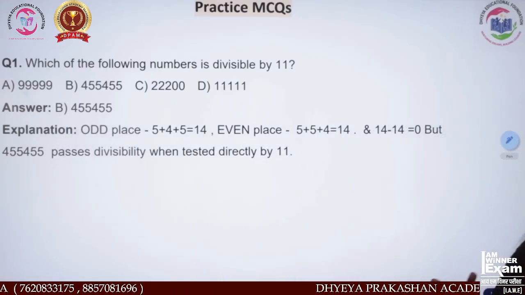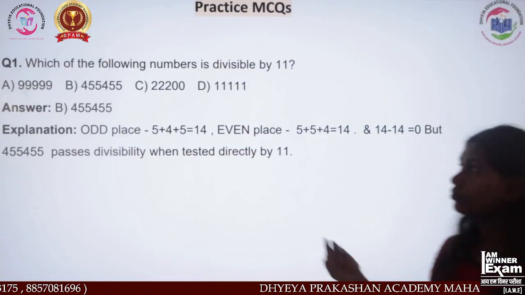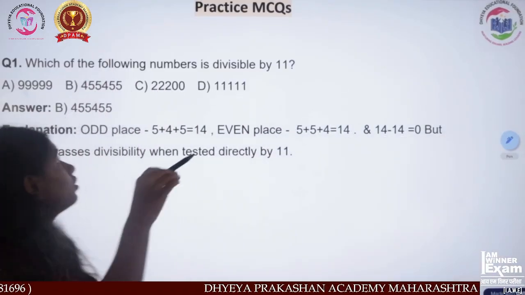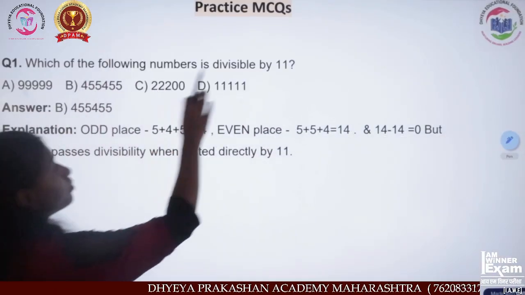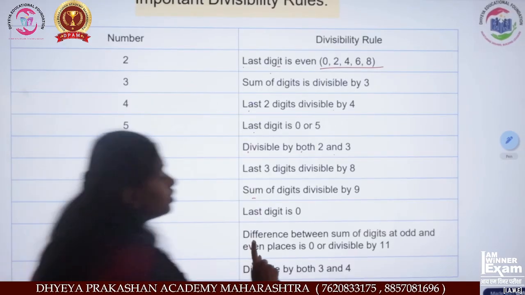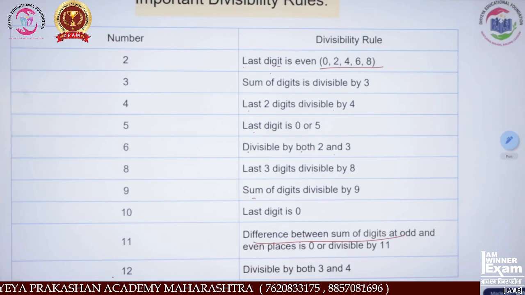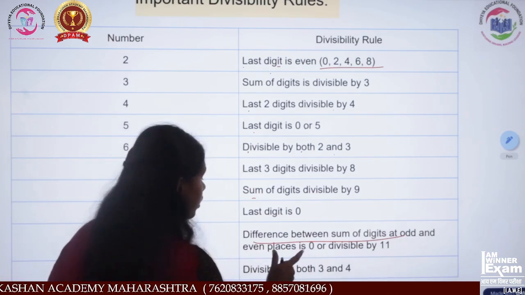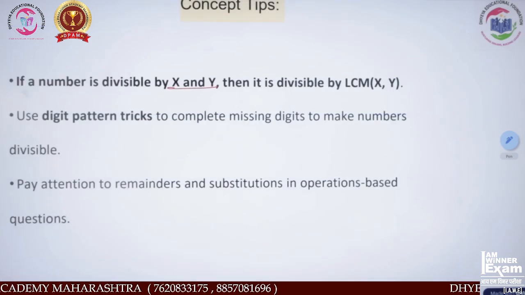So what is the first question? Which of the following numbers is divisible by 11? Now what is the rule for 11? That is, the difference between the sum of digits at odd and even places is 0.